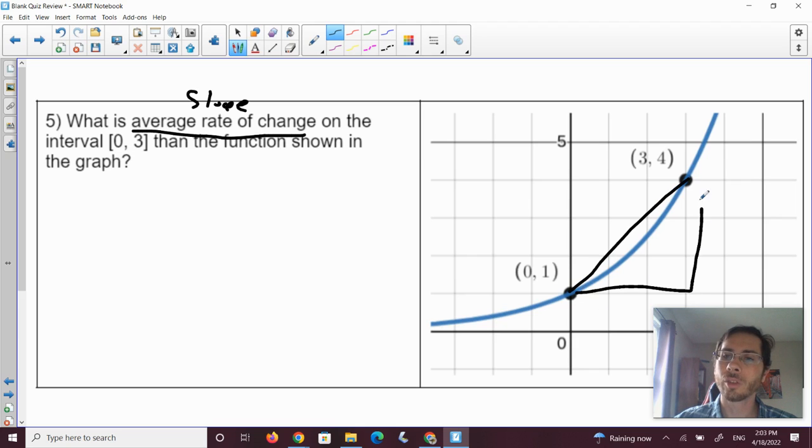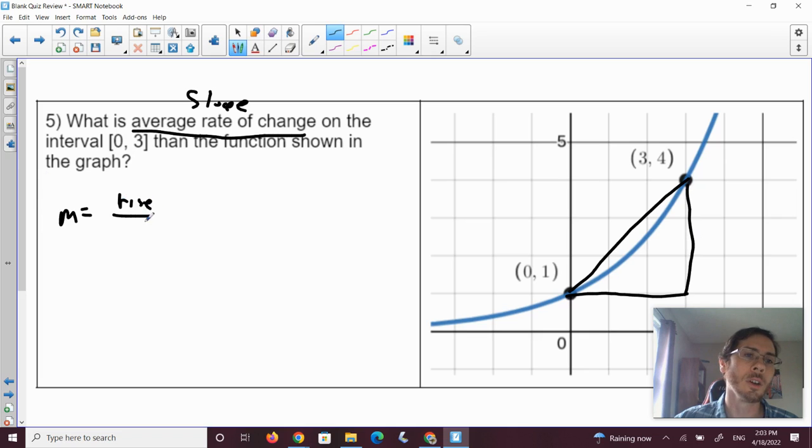So the slope, that was a really bad angle. We're going to go over and up because the slope is just going to be rise over run here. If you want, you could do y2 minus y1 over x2 minus x1, f of b minus f of a over b minus a. But since they give us the picture, I'm just going to count 1, 2, 3.